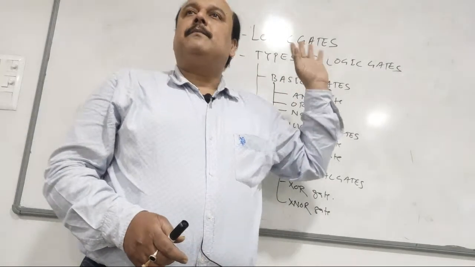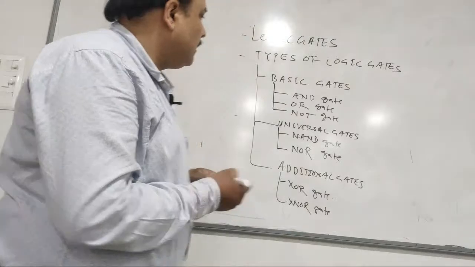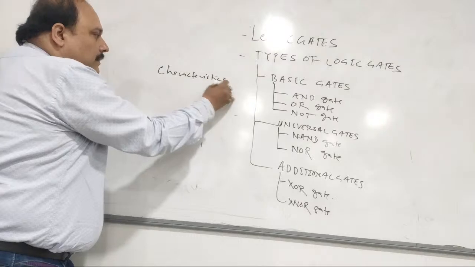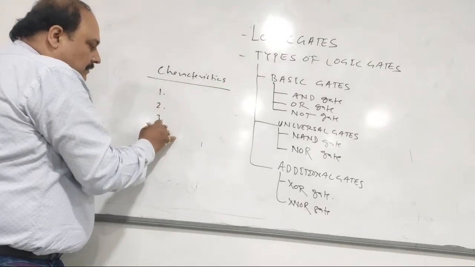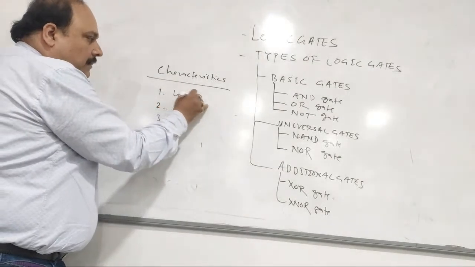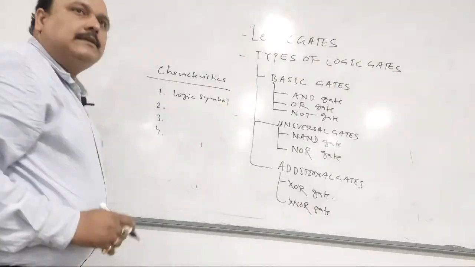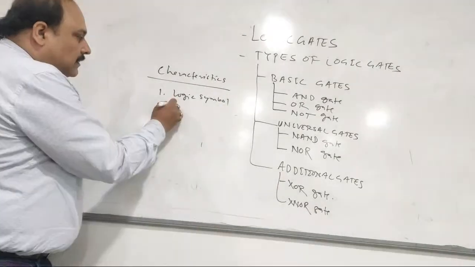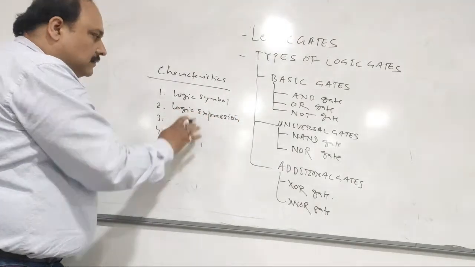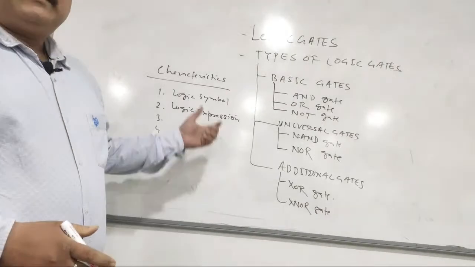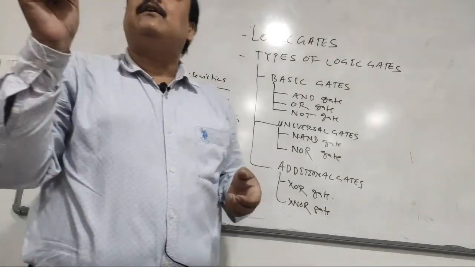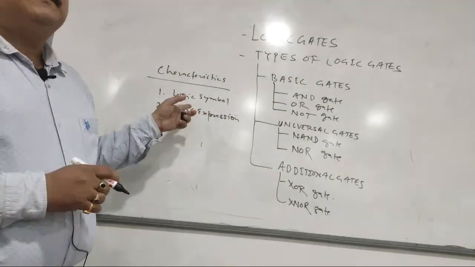Whenever we discuss a particular gate, we discuss the gate on the basis of some characteristics. What are those characteristics? The four main characteristics of any logic gate. First of all, the logic symbol. What is the logic symbol we have for the specific gate? Then what is the logic expression? These are the characteristics of any logic gate, not of a specific gate. Whenever we discuss any logic gate, we discuss the characteristics of that specific logic gate.